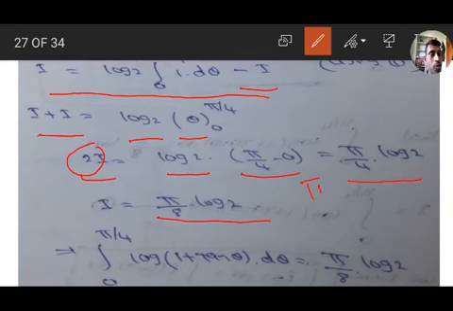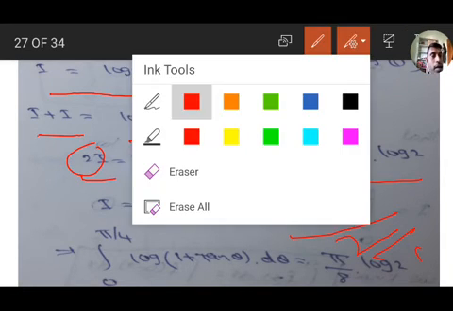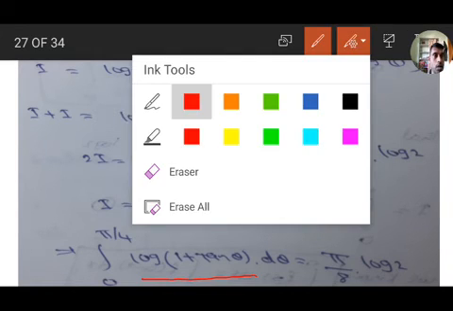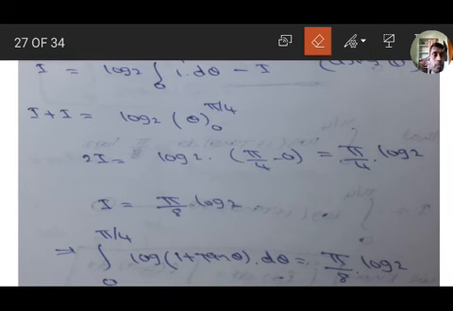It is 2 by 1, that is pi by 8 will come, 2 into 4. Therefore integration 0 to pi by 4 log of 1 plus tan theta d theta equal to pi by 8 into log 2 is the answer.